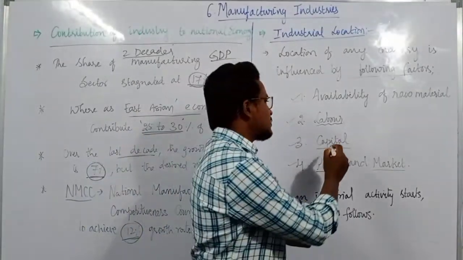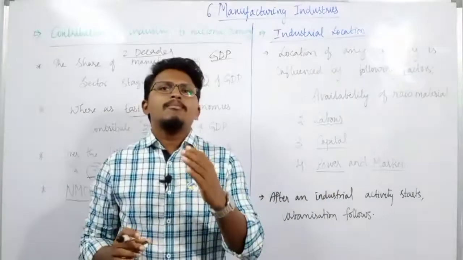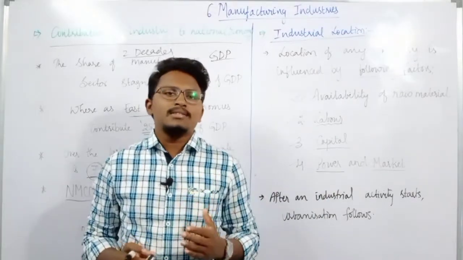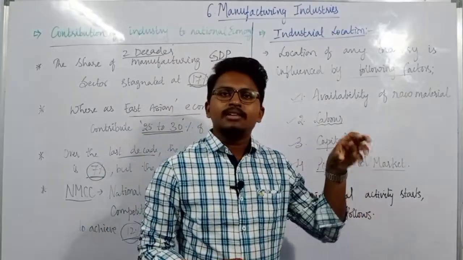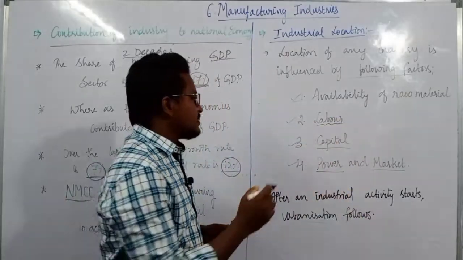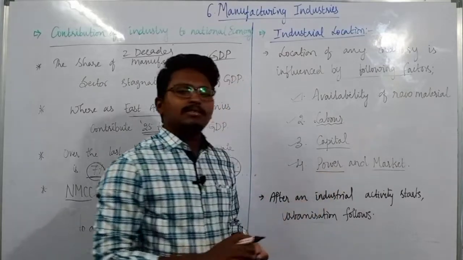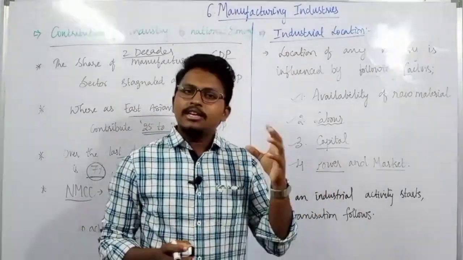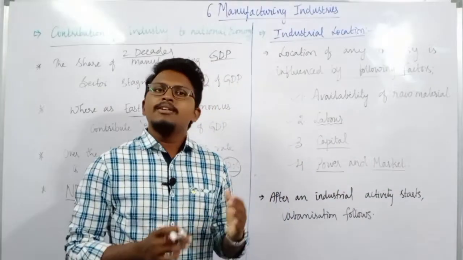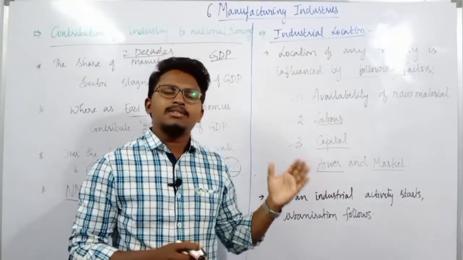And the third one is capital. Capital means money required to start a business. So if we have money, we can invest it and set up the industry. And the fourth one is power. That means nowadays every industry requires power supply. So there should be an abundant supply of power without interruptions.